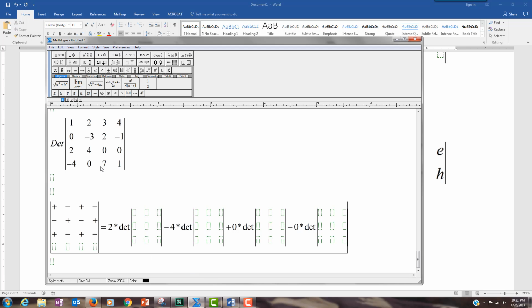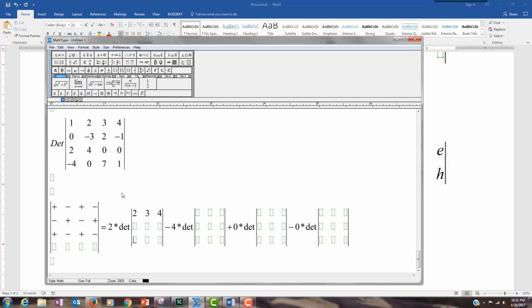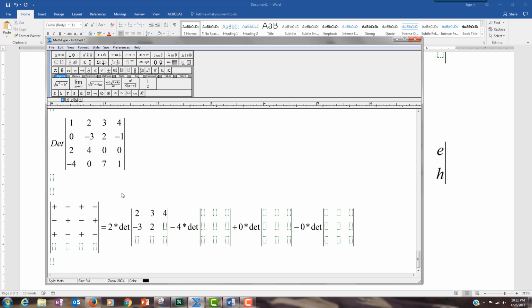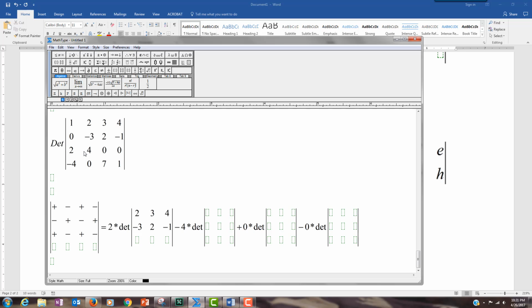Okay, now with the 2, so I'm looking at the 2, I ignore the row and column that the 2's in. So here's that row with the 2, 4, 0, 0, and there's the column with the 1, 0, 2, and negative 4. So I ignore it, and I'm going to write down the other numbers around it. So 2, 3, 4, and then negative 3, 2, negative 1, and then below I have 0, 7, and 1.